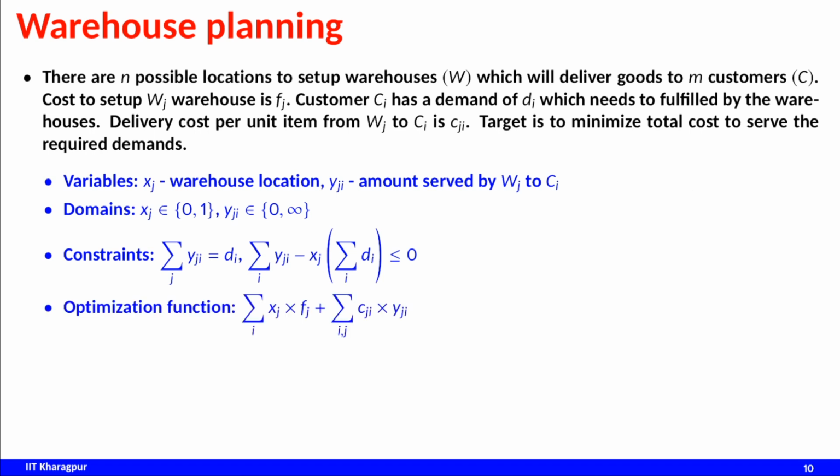And the optimization function is how much cost I have to bear for choosing the warehouse, and how much cost I have to bear for delivering the actual item. So that we have to sum up. Once we give this set of constraints to the solver, I can find out the final solution.